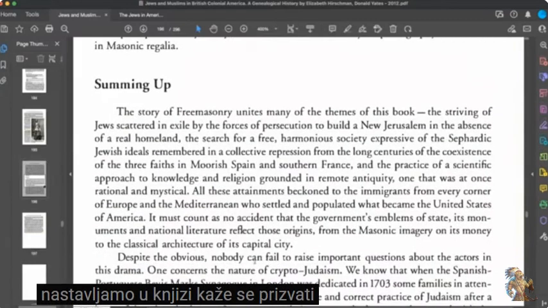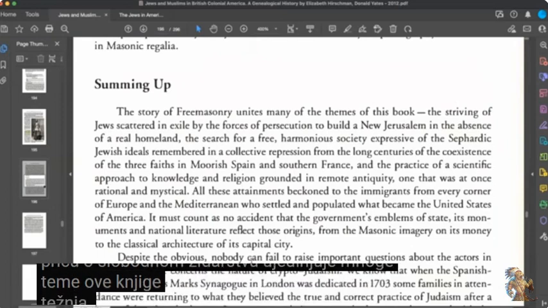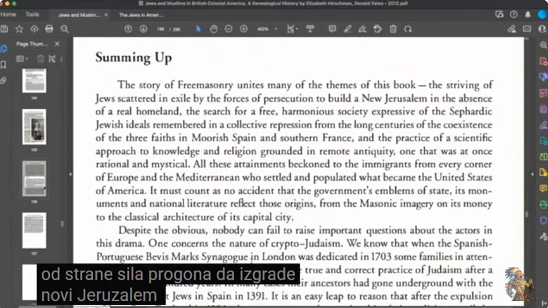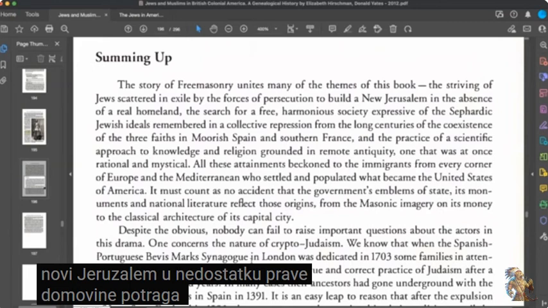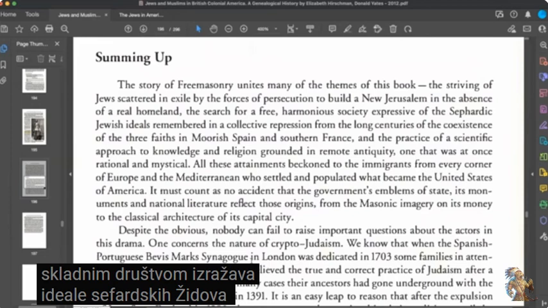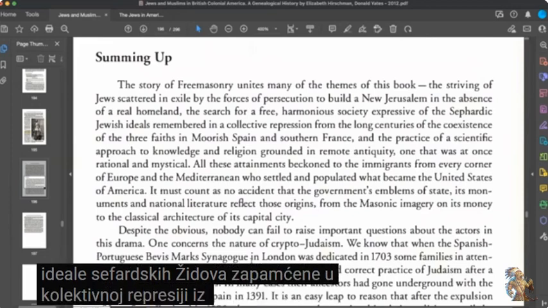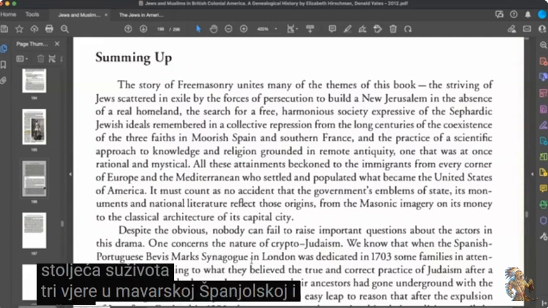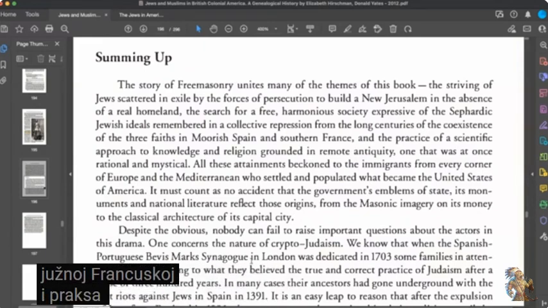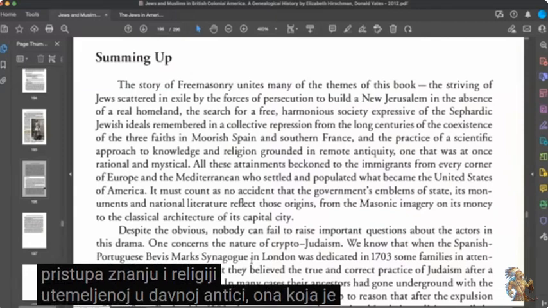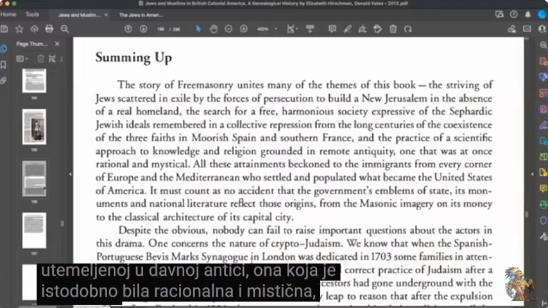It says, summing up, the story of Freemasonry unites many of the themes of this book. The striving of Jews scattered in exile by the forces of persecution to build a new Jerusalem in the absence of a real homeland. The search for a free, harmonious society expresses the Sephardic Jewish ideals remembered in a collective repression from the long centuries of the coexistence of the three faiths in Moorish Spain and southern France, and the practice of a scientific approach to knowledge and religion grounded in remote antiquity, one that was at once rational and mystical. We're talking about Hermetics.